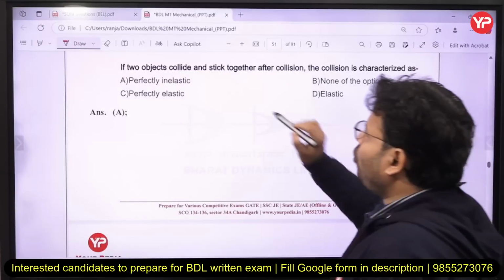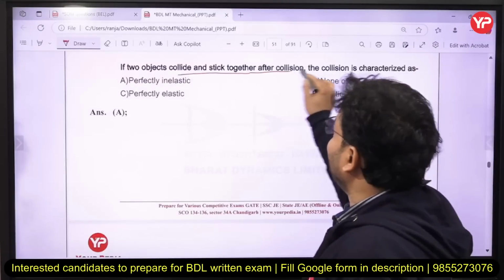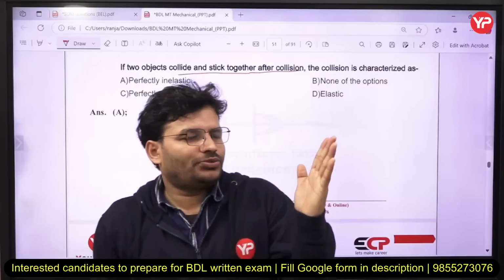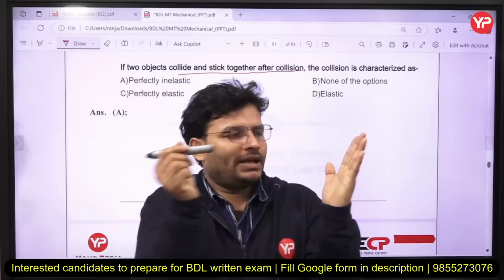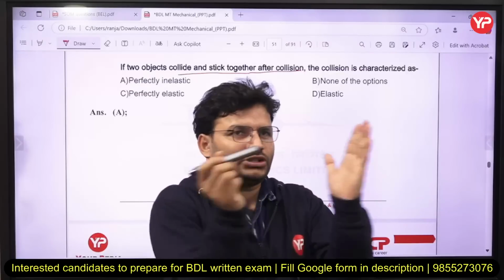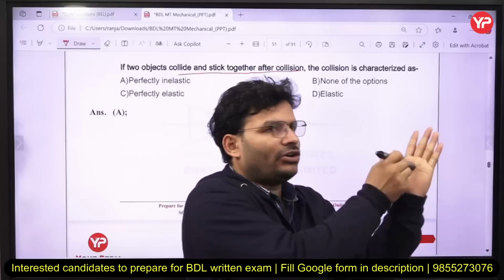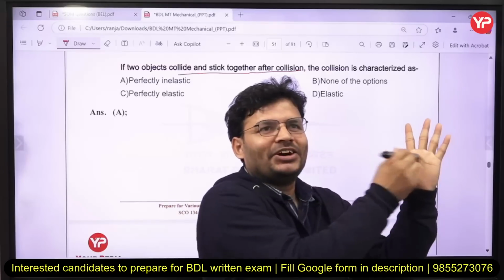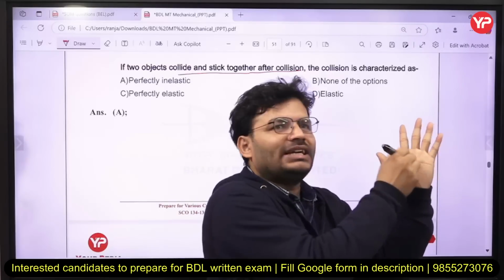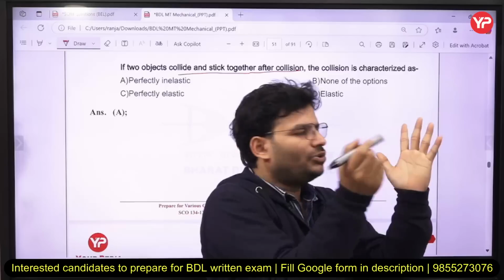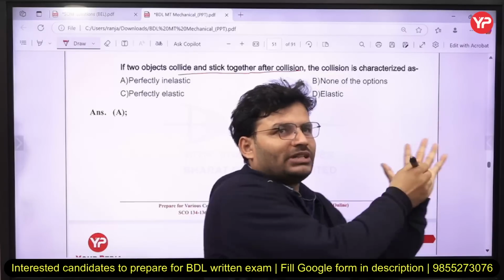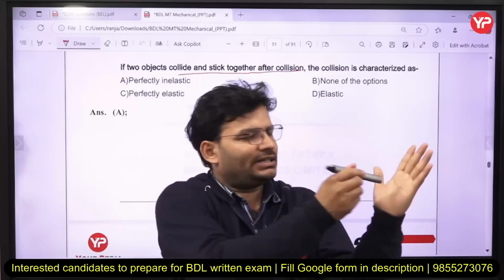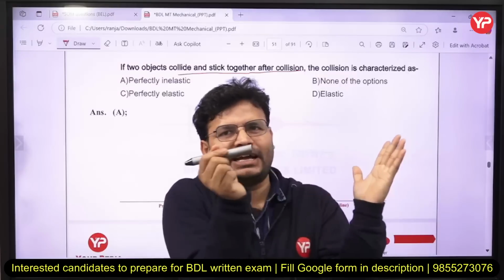Next: if two objects collide and stick together after collision, this collision is characterized as... Suppose this is one object, this is another object, and let's assume both are moving. Now the collision takes place. After the collision, both are moving with the same velocity. So we can say in the collision, the maximum energy has been lost. That type of collision is known as... There can be two types. One, they have collided, they start moving, and they have stopped.